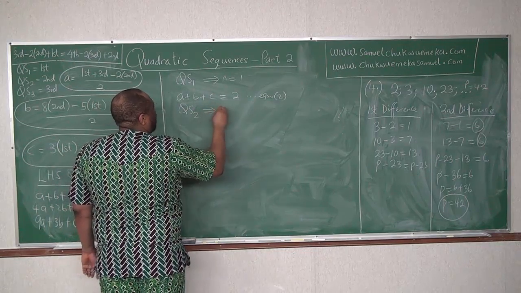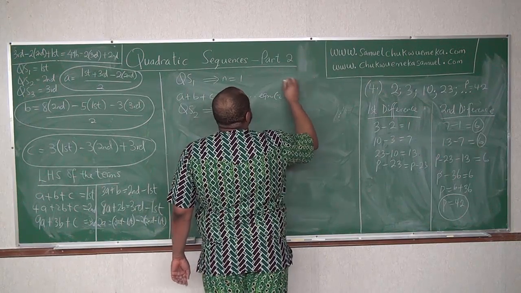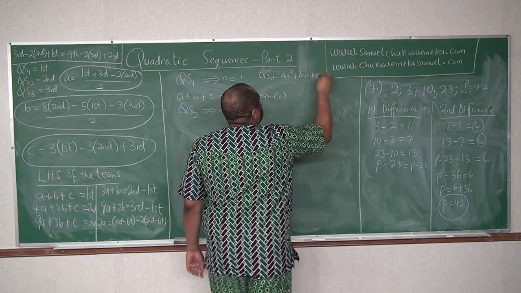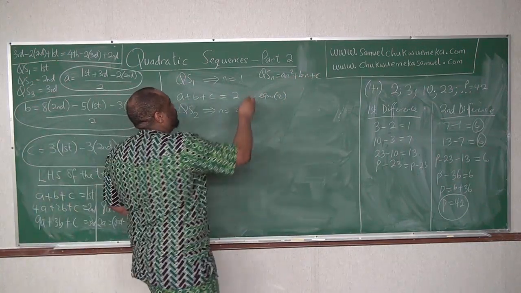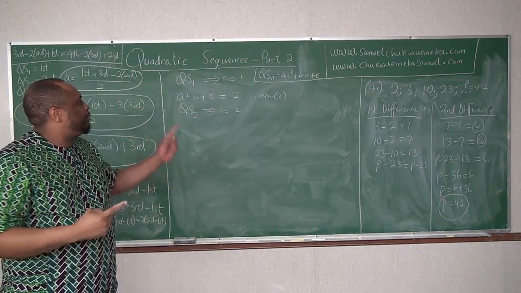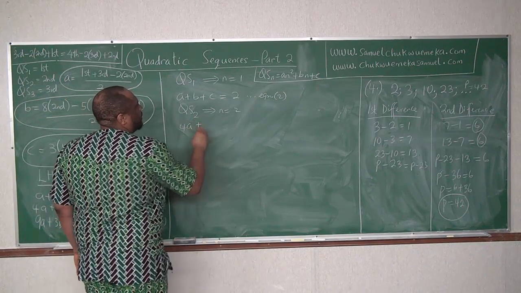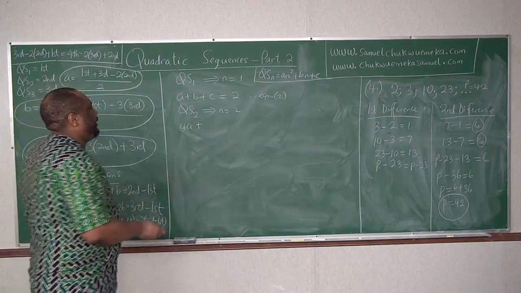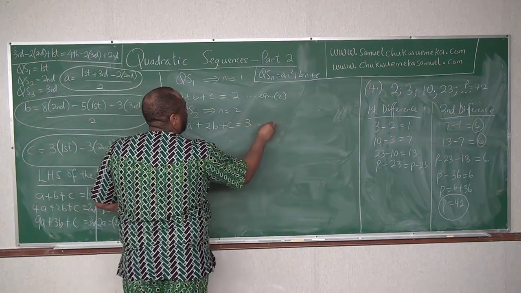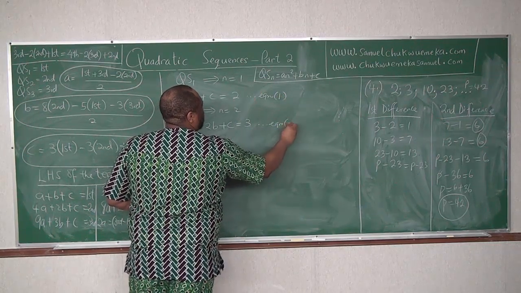QS2 is the second term, n equal to 2. Now, if you want, you can write this out first. QSn is an squared plus bn plus c. And it's good to write it out. Just substitute 2. 2 squared is 4, 4 times a, 4a, plus 2 times b, 2b, plus c is the second term, 3. Call this equation 2.